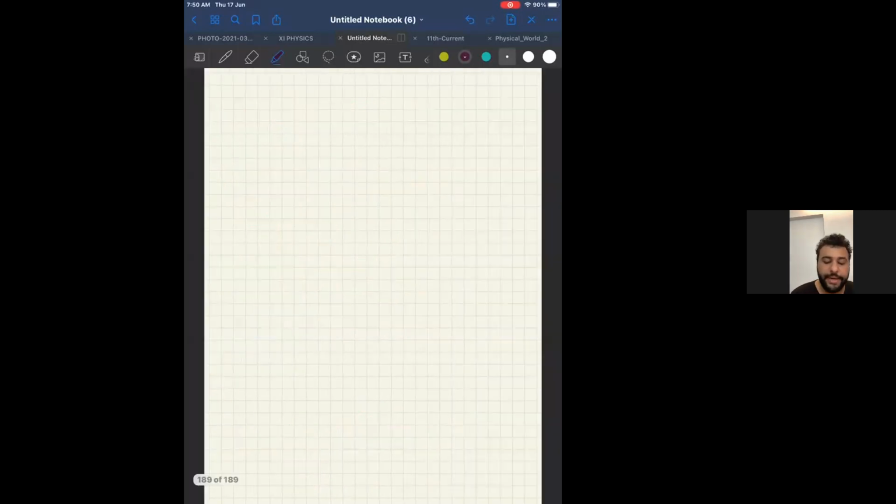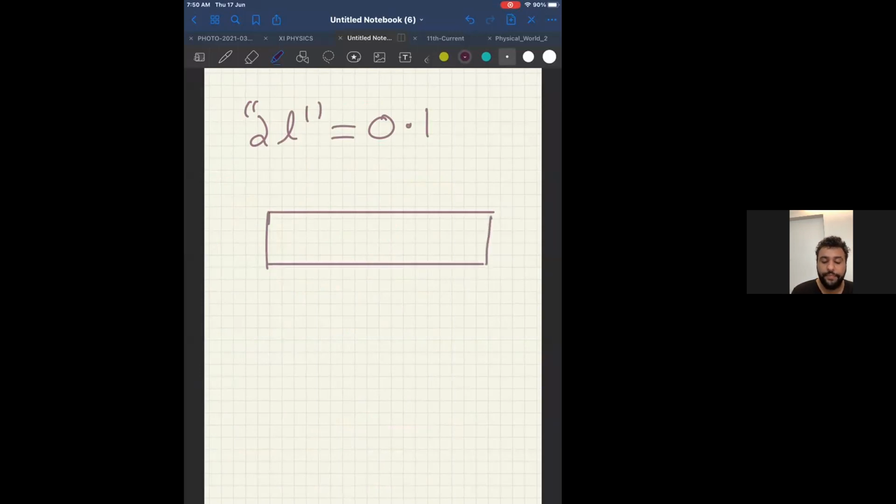They have given magnetic length, or they have given length, as 0.1. That means our magnetic length itself is 0.1. So 2L itself is 0.1. If you take a bar magnet, this again I had done in 11th standard, if you remember. And in 11th standard I told you not to take L.